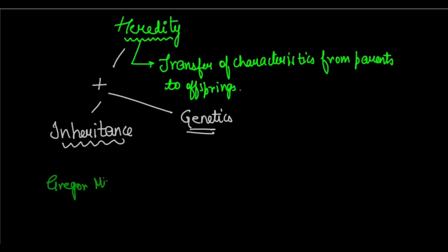Gregor Mendel was basically a monk. He used to experiment with organisms. He was very fascinated with the expression of traits, with the expression of particular characteristics. And he basically studied this transfer of characteristics and this expression of characteristics in offsprings from parents, right? He conducted experiments and these were called Mendelian experiments.